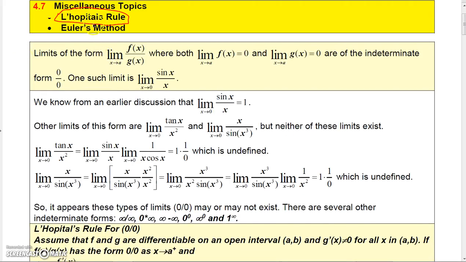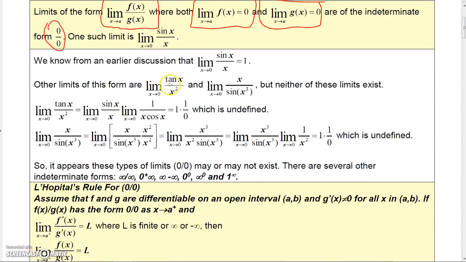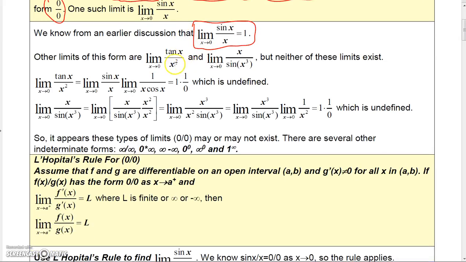So basically, let's just talk about L'Hôpital's rule. If you have a limit of the form f of x over g of x as x approaches a, and the limit of the numerator is 0 and the limit of the denominator is 0, then you actually get the indeterminate form 0 over 0. Now, one such limit is sine x over x, and we learned from the squeeze theorem earlier that the limit of sine x over x is 1.